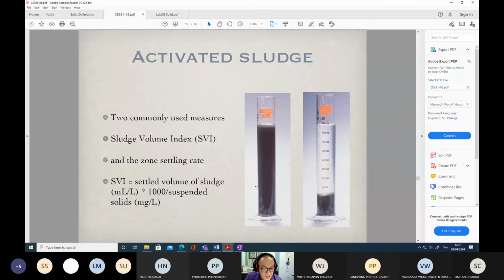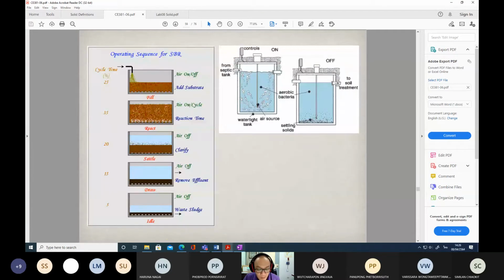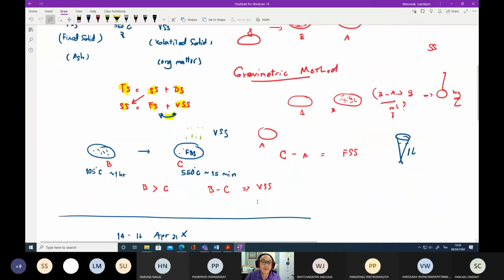Okay, so this one is the settleable solid. So once the water is clear, then we discharge. For this chapter, we will talk about it again later.